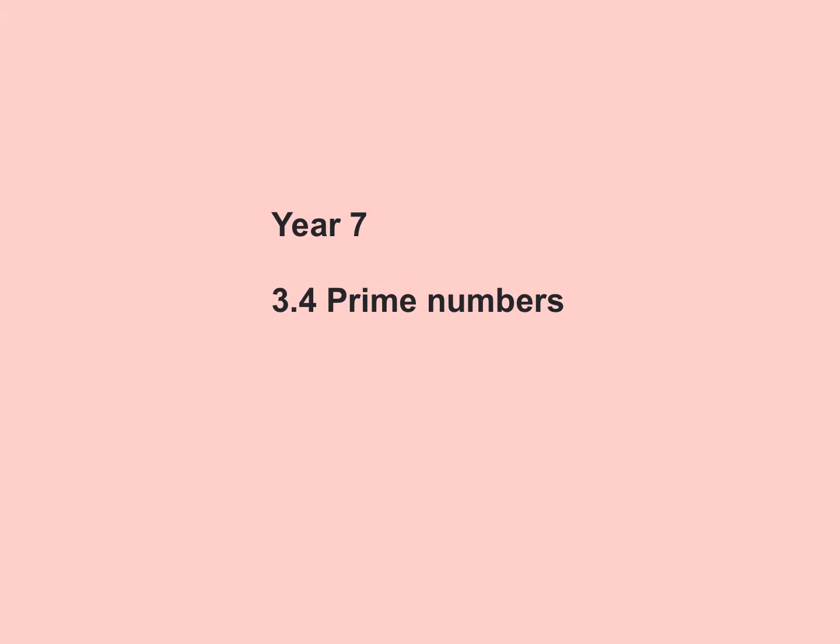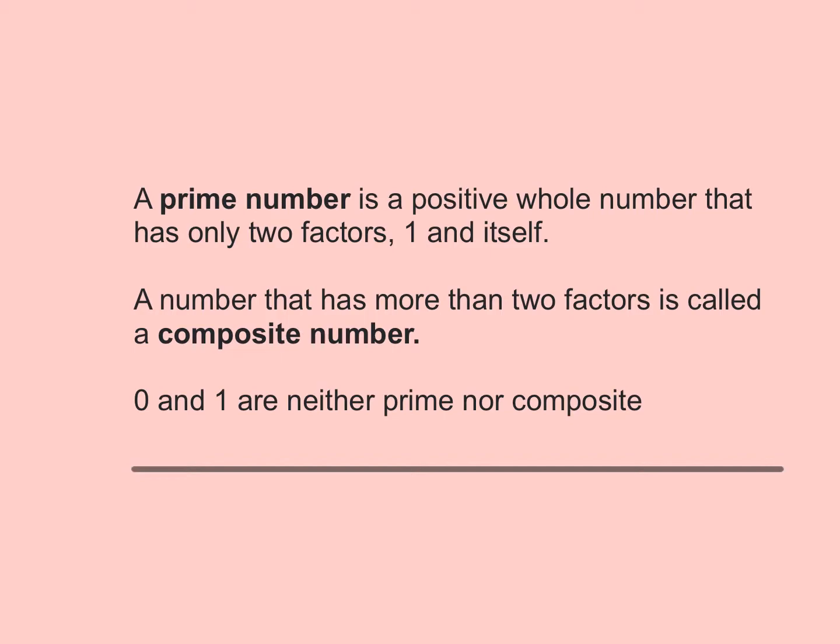Okay, let's go. Well, what is a prime number? A prime number is a positive whole number, so it has to be a positive whole number that only has two factors, so it's 1 and itself. A number that has more than two factors is called a composite number, and 0 and 1 are neither prime nor composite. If you are unsure of what factors are, please go back to video lesson 3.1 and have a little bit of a refresher.